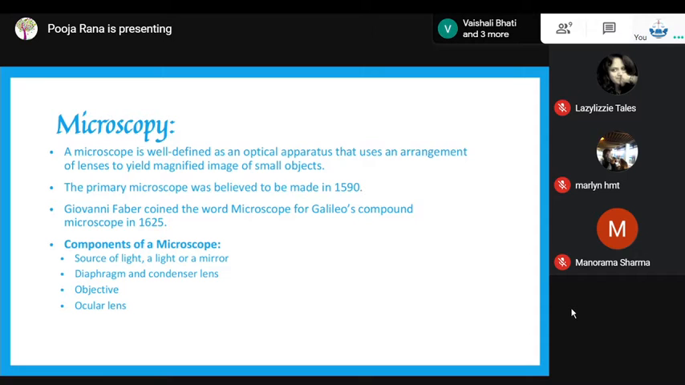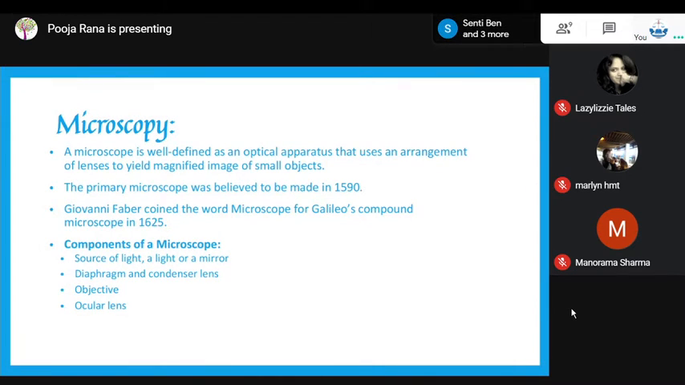So to start with microscopy, we all know what a microscope is. Going by its literal term, what do you think a microscope is? What do you mean by microscope? You can write it down over here, or else you can unmute yourself and tell. An instrument where small measures could be analyzed, or small evidences could be analyzed.